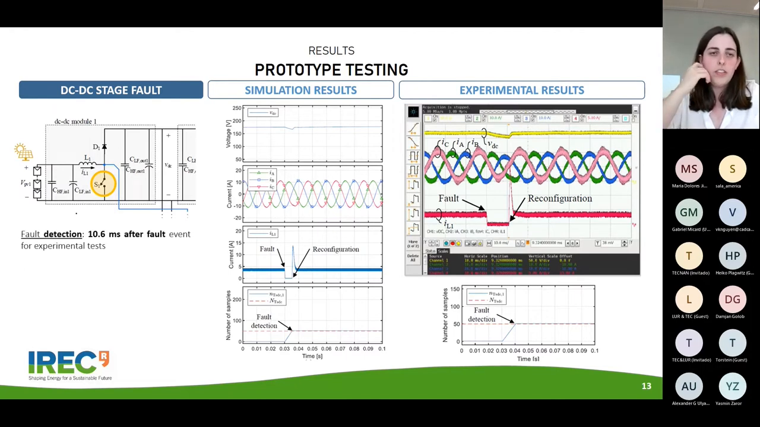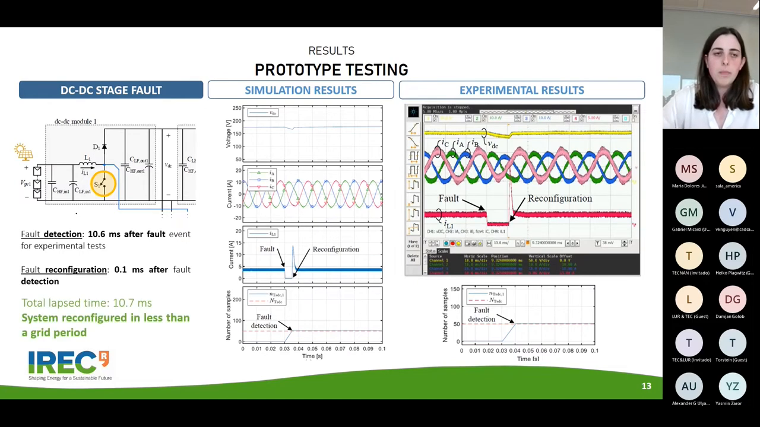And first of all, we can see that the fault has been detected only 10.6 milliseconds after a fault event for experimental tests. As we saw when I introduced the detection algorithms, when a fault occurs, as indicated in here, the current of the converter drops to zero, so we can detect the fault that way. And the fault is reconfigured very quickly after the fault detection, only 0.1 milliseconds after it. That makes a total lapse time of 10.7 milliseconds.